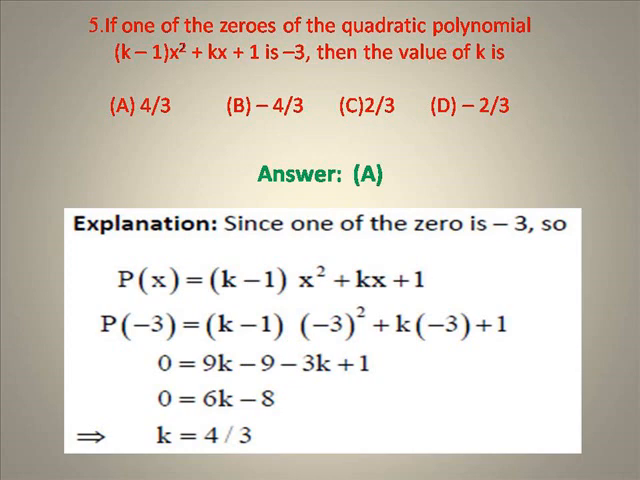Since minus 3 is a zero, that means p of minus 3 will equal 0, and after putting the value of x equals to minus 3, you will get the value of k equals to 4 by 3. So the answer is option A, 4 by 3.